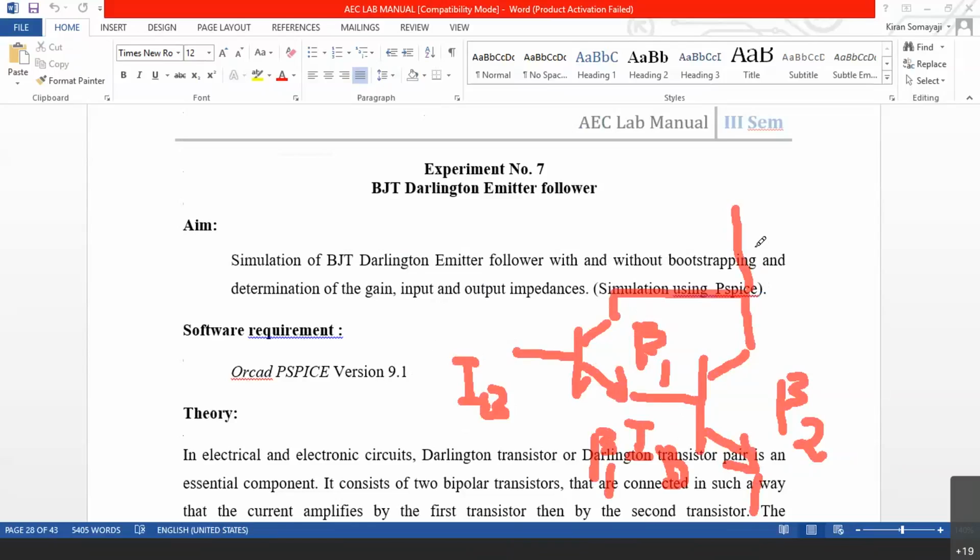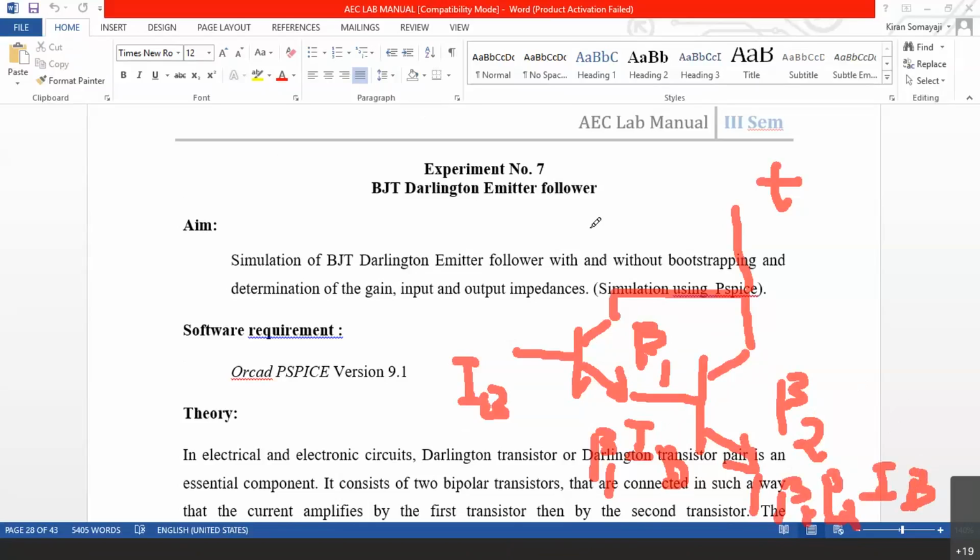are shorted here. Collector is connected with the plus VCC there. Now, beta 1 into IB is given as input to the second transistor, and we have beta 2 here. So the output here will be beta 1 into beta 2 into IB. I'm crudely writing using the mouse. This is beta 1 into IB into beta 2, that is beta 1 into beta 2 into IB.